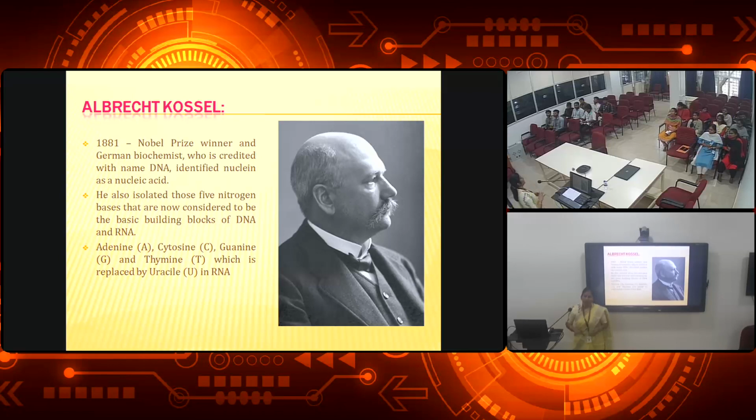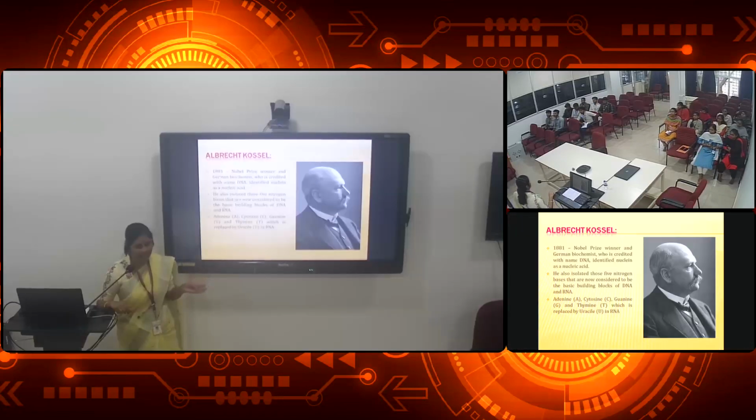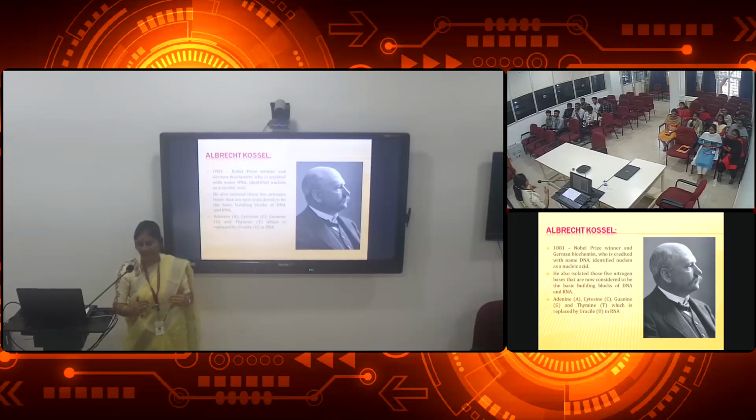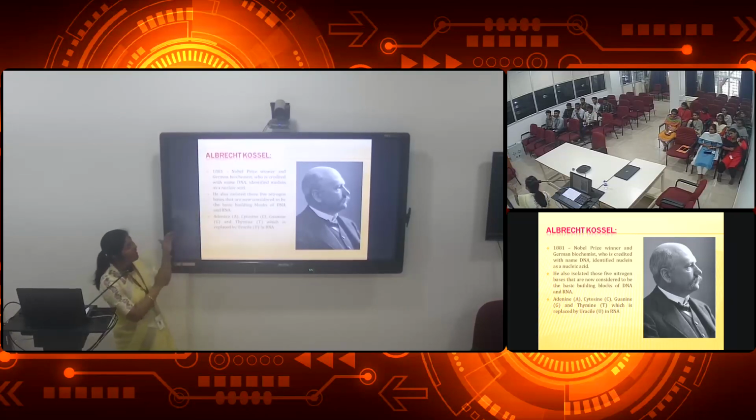What are the four nitrogen bases present in DNA? One is adenine, cytosine, guanine, and thymine. This was first proposed by Albert Kossel in the year 1881. In 1881, Albert Kossel first discovered the four bases of both DNA as well as RNA. Both are nucleic acids, no? So the nitrogen bases of both nucleic acids were discovered by Albert Kossel.